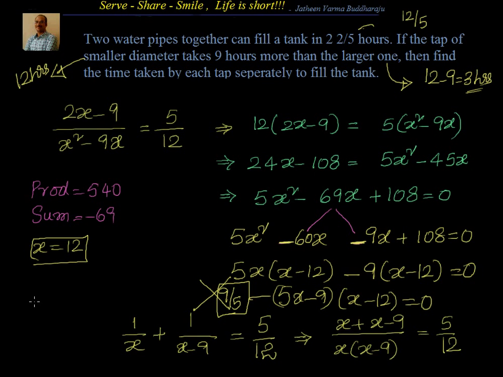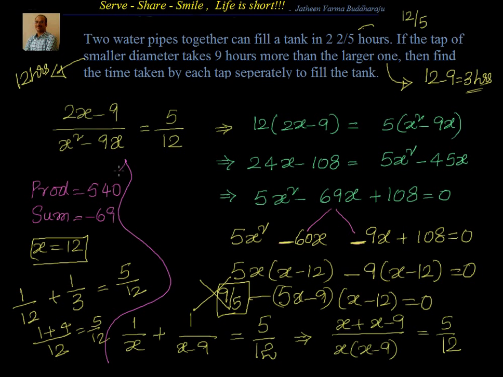Let's cross check this. Our equation is 1 by x plus 1 by x minus 9 equal to 1 by 12 by 5, that is 5 by 12. So we'll check that 1 by 12 plus 1 by 3 should be equal to 5 by 12. Let's check that. We'll have 12 here, 1 plus 4, that's equal to 5 by 12. So we are okay, good to go.